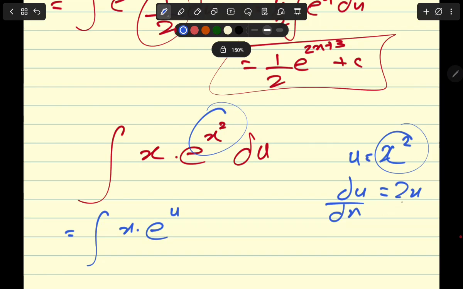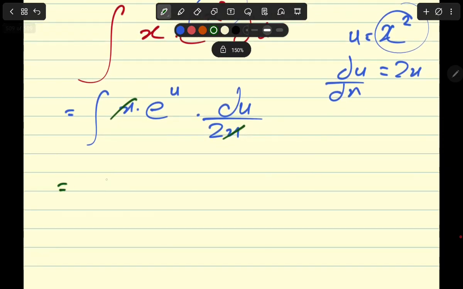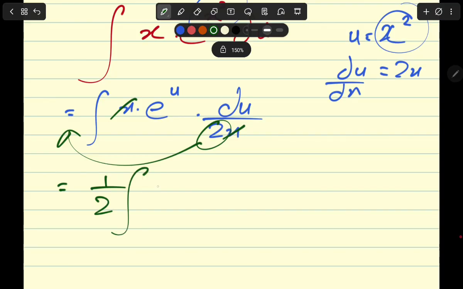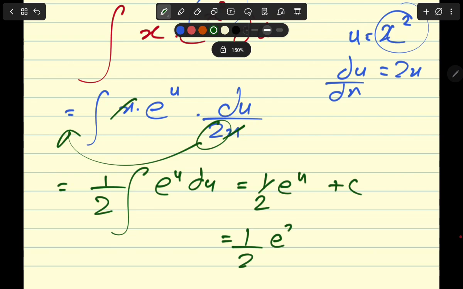dx is nothing but du upon 2x. I'm going to cancel the x with another x, and now this is going to become 1 upon 2. This 1 over 2, I bring outside of the integral sign, and this is the integral of e^u du, which is nothing but half of e^u plus c, and e^u is nothing but exponential to the power of x squared plus c. That's it. Okay, so this is as simple as that. These two integrals look similar, but the reason for choosing the substitution is different. In the first, the exponent is linear. In the second, the derivative of the exponent appears outside.